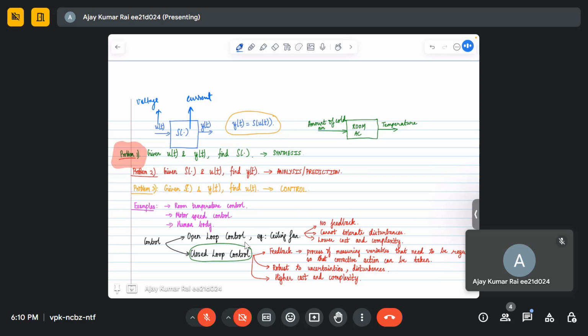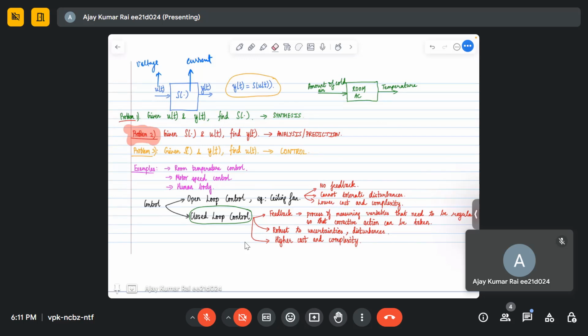The problem number two is this: you are given the system, the mathematical model, and the input, and you are finding the output. Basically you're finding the response of that system based on the input. Once you have the system, you can give different inputs and find out the response. That is analysis and prediction, which we do once the system is available.